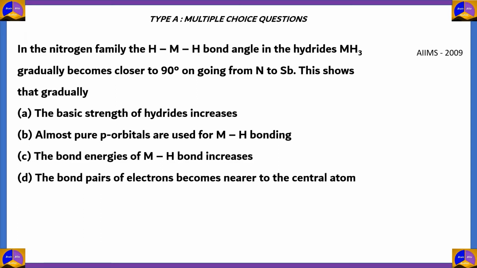Well, if we look at option D, bond pairs of electrons become nearer to the central atom, well, this option is incorrect. Now, the condition that bond pair of electrons become nearer to the central atom is the explanation for electronegativity.